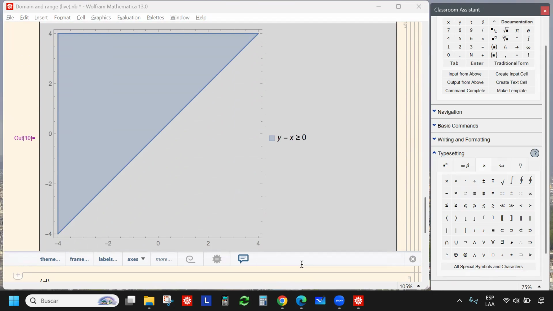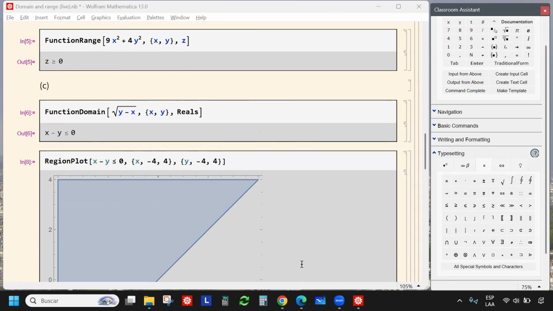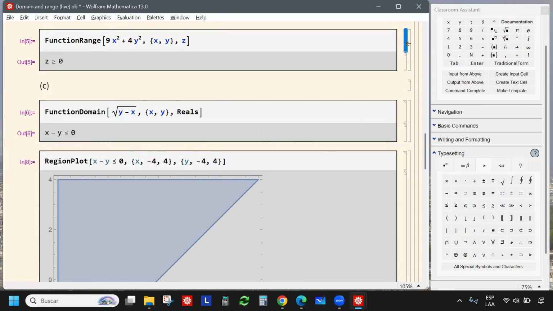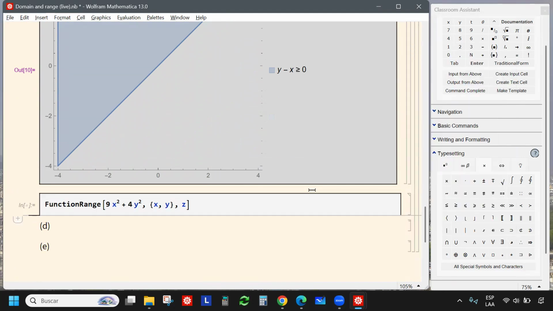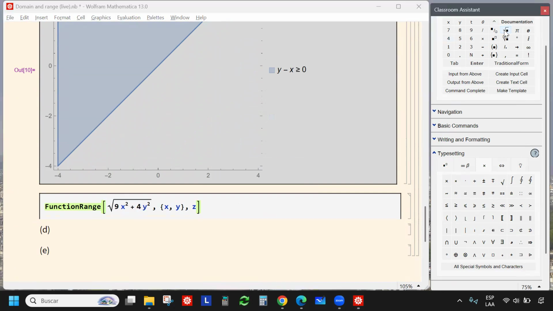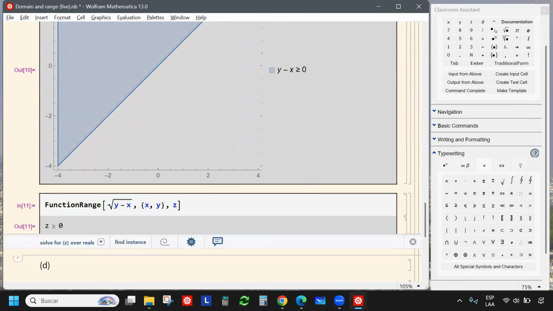Okay. Well, so for this exercise, let's find the range that we didn't. So copy from here, paste below. And here, root of y minus x. Well, the range of this function is the set of numbers greater than or equal to 0.